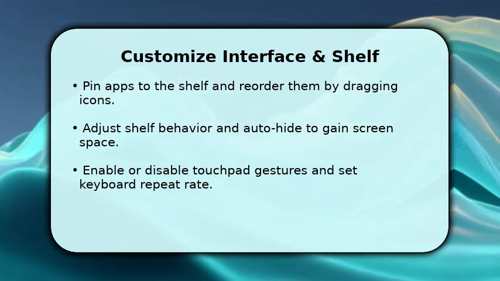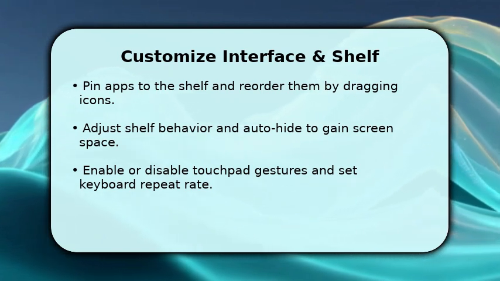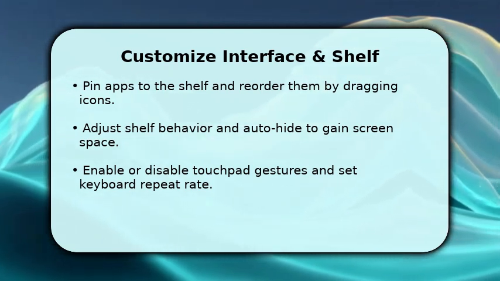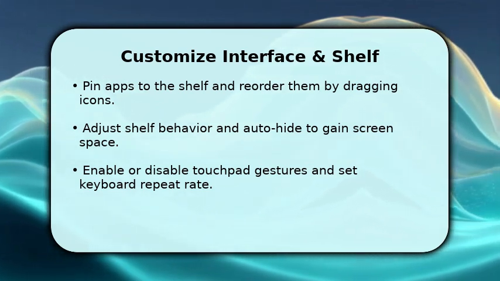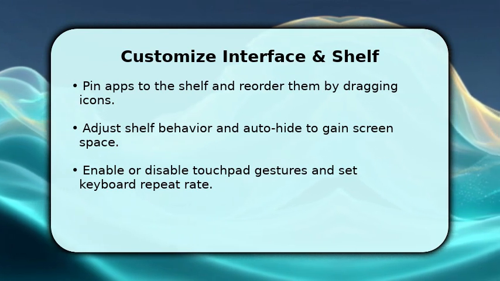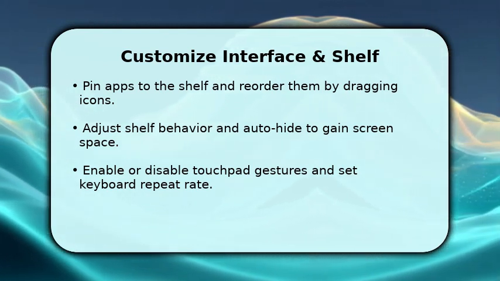Open settings to change touchpad sensitivity and enable 3-finger swipe gestures for switching tabs. Enable or disable tap-to-click to match your comfort level. Set keyboard repeat delay and repeat rate for faster typing and shortcuts.